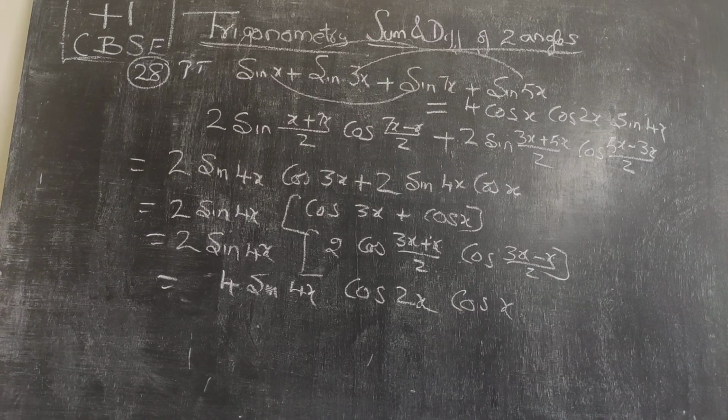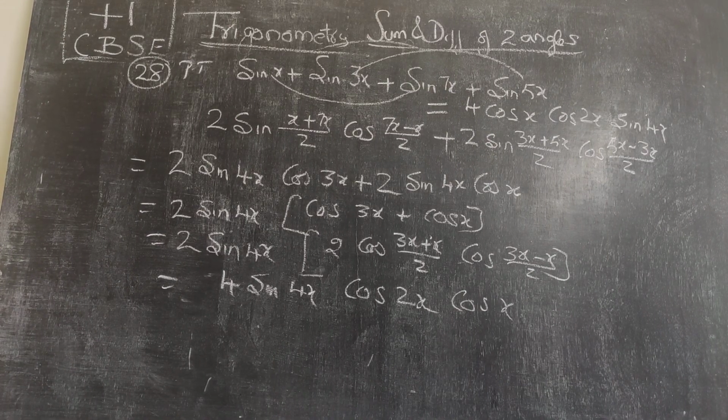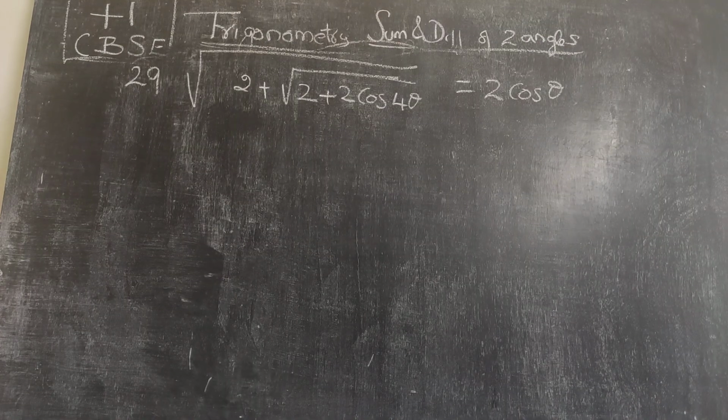We have proved it: 2 sin 4x is there, cos x is there, cos 2x is there. It is a very simple problem. Properly choosing the grouping, the problem becomes very simple. So choose it in this way: sin x and sin 7x you club, and sin 3x and sin 5x you club, and then go to the problem. Now we will go for question number 29.